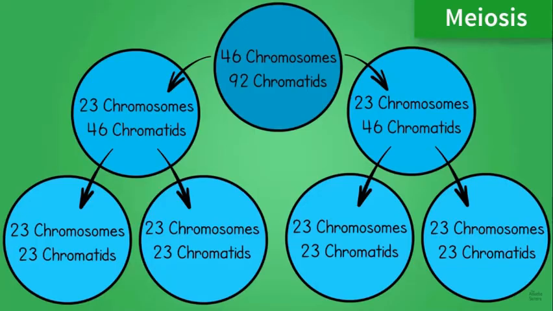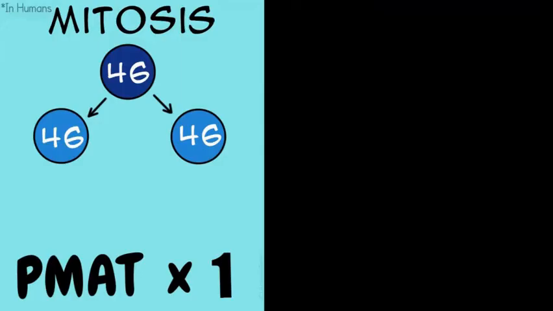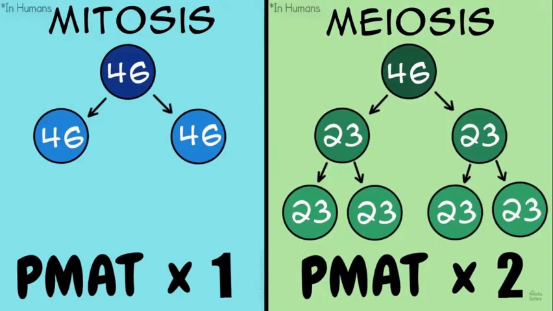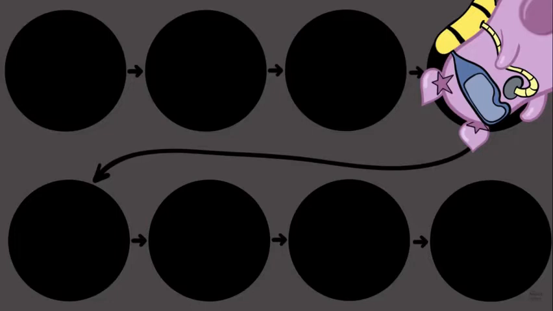But because meiosis is actually a reduction division, you're going from 46 chromosomes to 23, which means you actually divide twice. So instead of mitosis, where you divide one time and do PMAT one time, in meiosis, you're going to divide twice and therefore do PMAT twice. Because of this, in meiosis, you put numbers after the phases to indicate whether you're in the first division or the second division. So let's dive right in.